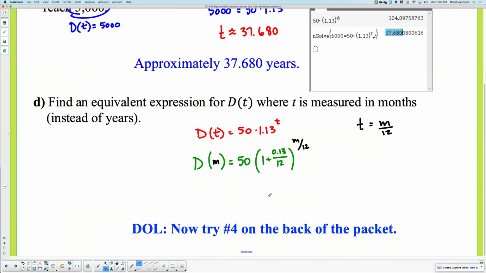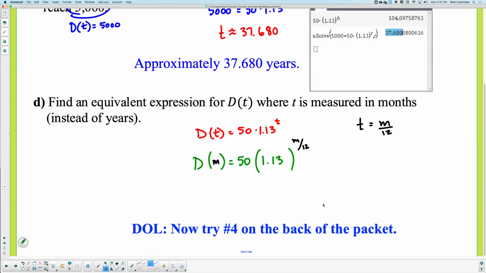I shouldn't have messed with my rate. I should have left my rate alone. I was just doing too much there. So the rate stays, but what you do is I would just do this. That's the only adjustment you'd have to make.